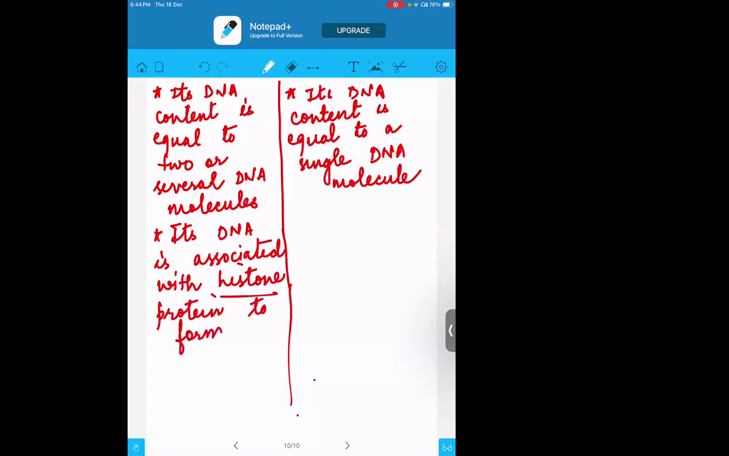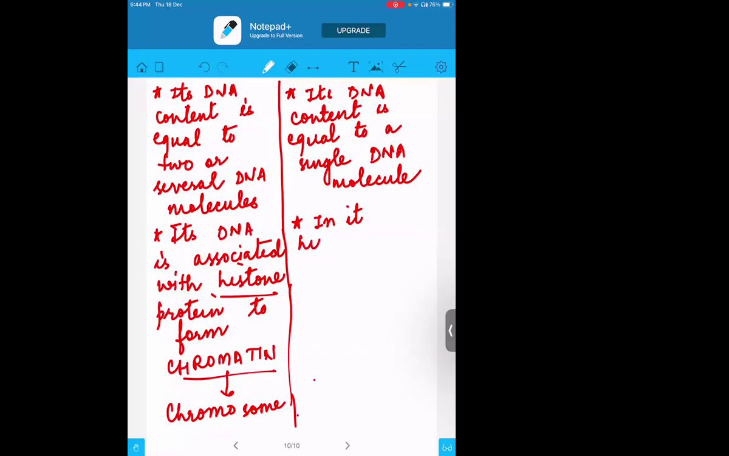This histone protein forms the chromatin. Chromatin is a thread-like structure, and this chromatin will form the chromosome. So in the nucleus, whatever DNA is present will have the histone protein. The histone protein will make the chromatin and chromatin will make the chromosome. That is how they work. Whereas in the nucleoid, the histone proteins are absent.